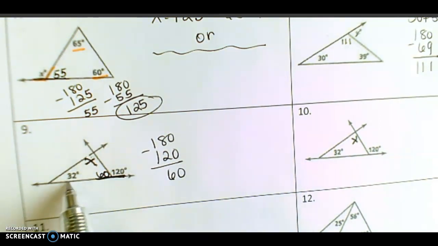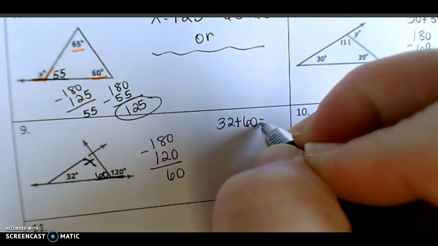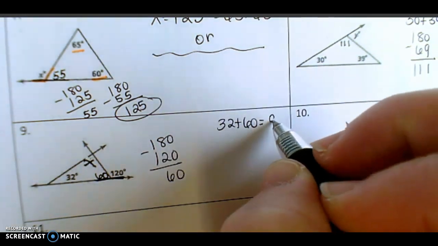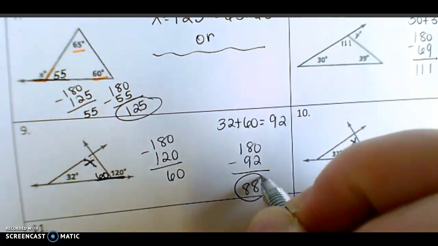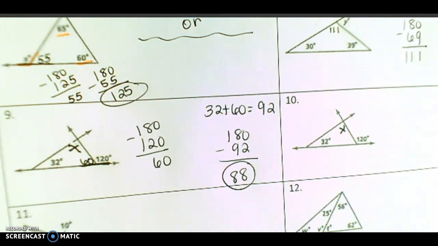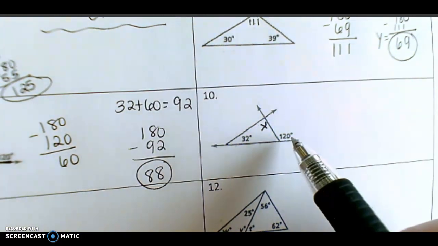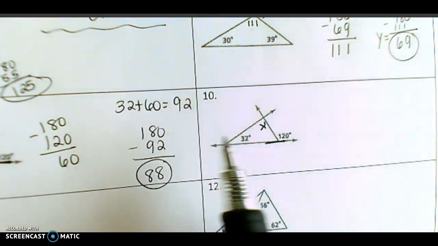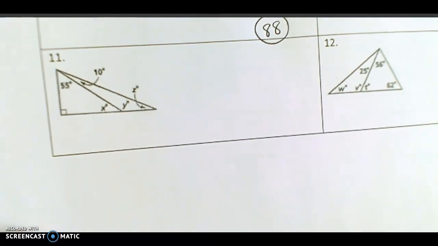Now I have two angles in a triangle and I'm looking for the third one. So I add 32 and 60 together, and I'm showing all the work here. You wouldn't have to show all that work, but you would need to show me some work to show what you're doing. You get 92, and then if you subtract that from 180, you'll get 88, and 88 is my final answer there. Number 10, again, I know that these two angles right here add to 180, and number 9 and number 10 are exactly the same, so I'm going to skip number 10 and go on to number 11.